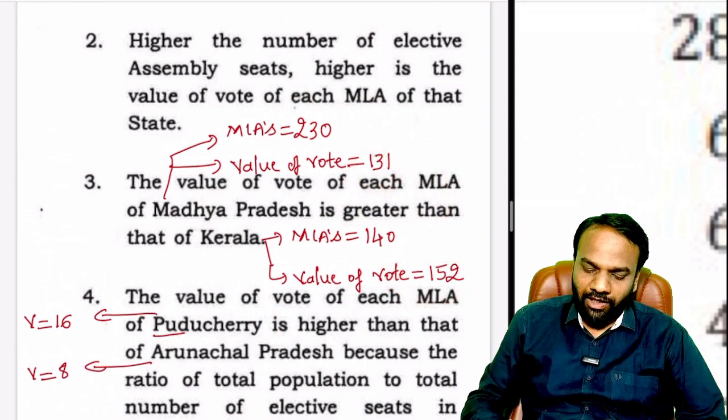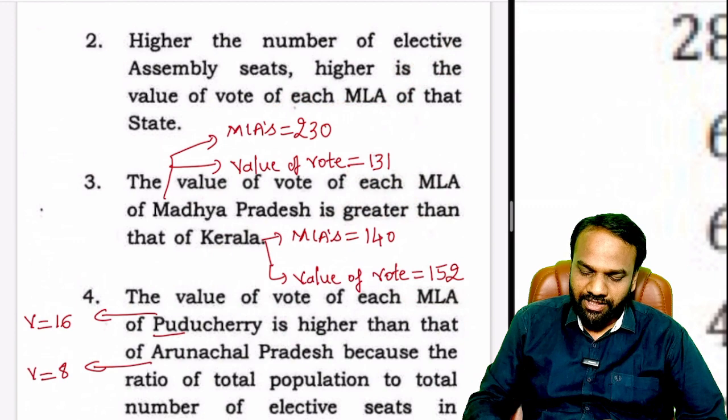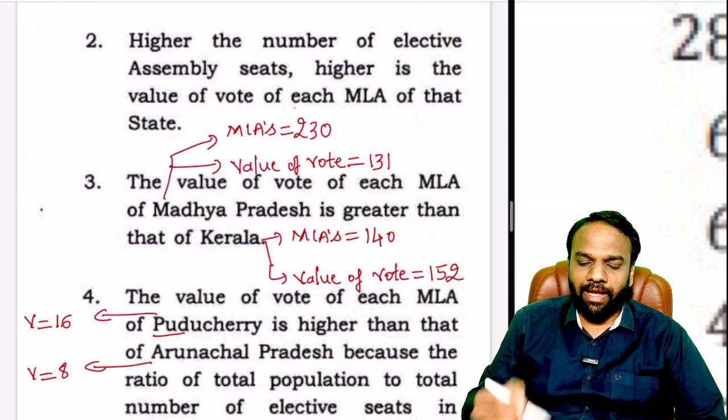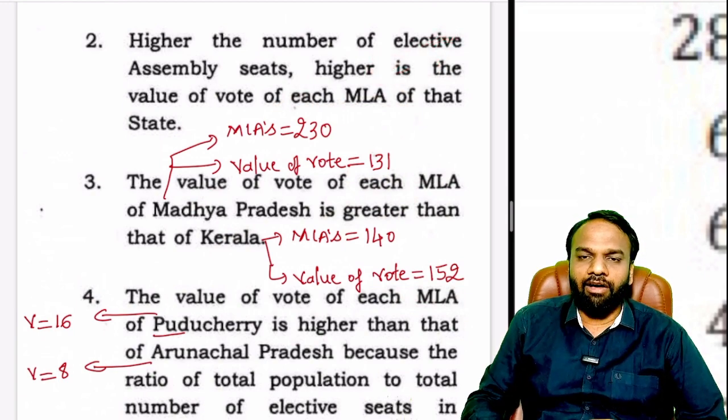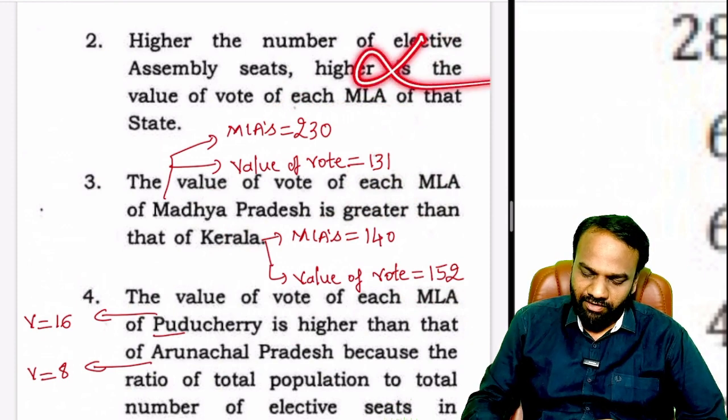So from this we conclude that the second statement is wrong. Is it true that the higher the number of elective assembly seats, the higher the value of the vote of each MLA of that state? No, because we saw that in the case of Madhya Pradesh, even though the MLAs are more, the value of a Madhya Pradesh MLA's vote is less compared to that of Kerala. So the second one is false.